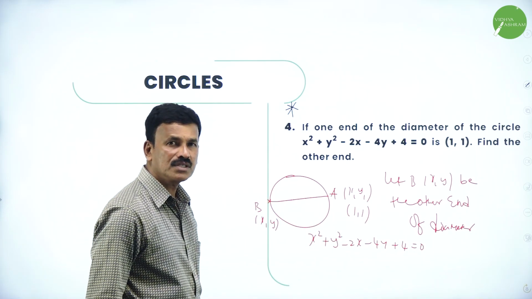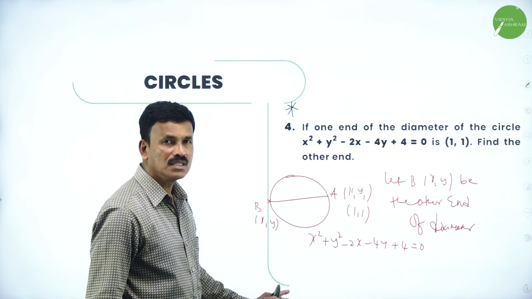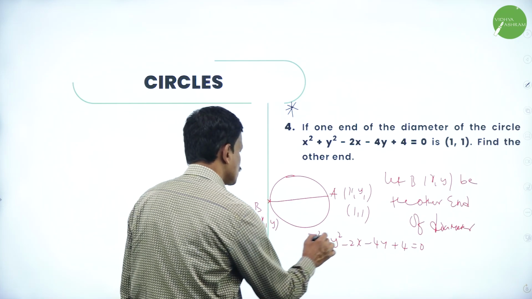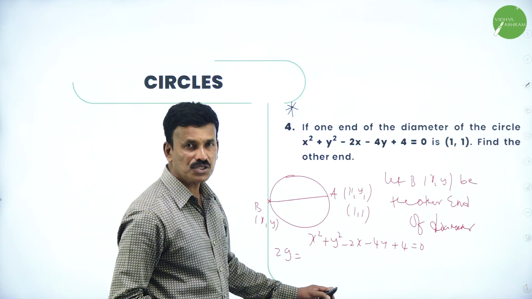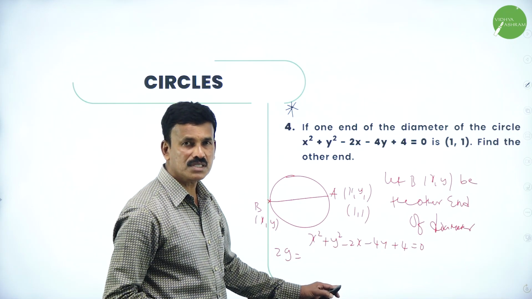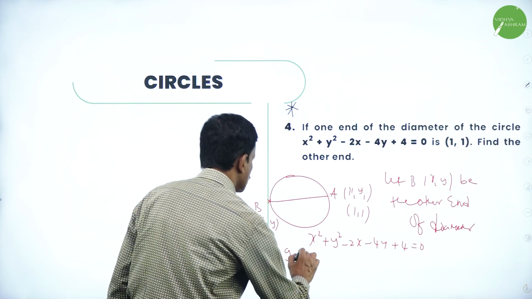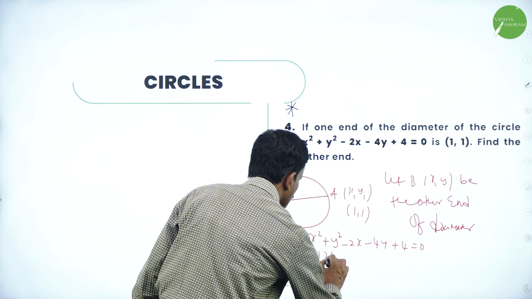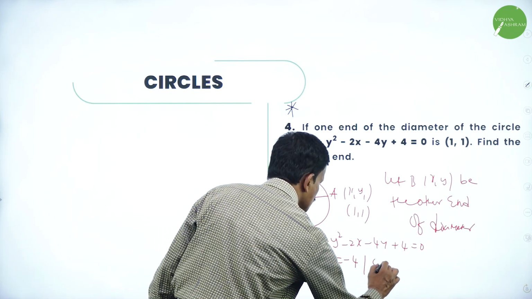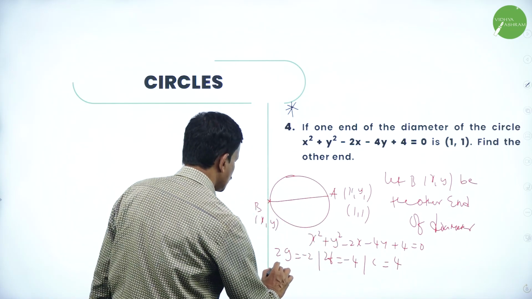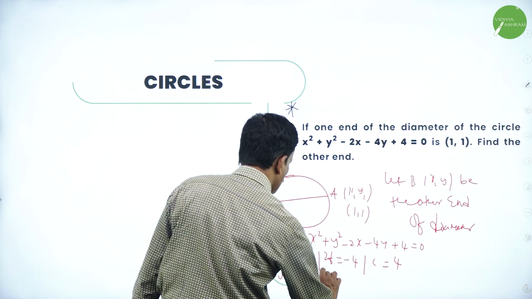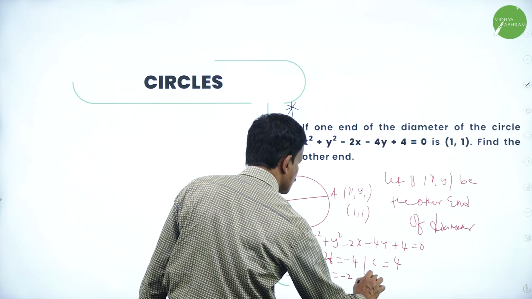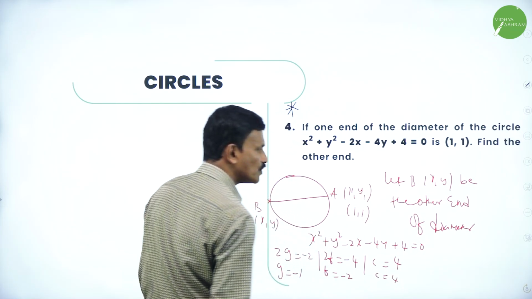Just find out the center for this circle. What is the center? So comparing with the standard equation, x square plus y square plus 2gx plus 2fy plus c is equal to 0, 2g is equal to minus 2, 2f is equal to minus 4, c is equal to 4. So therefore g is equal to minus 2 by 2 is minus 1, f is equal to minus 4 by 2 is minus 2 and c is equal to 4 as it is.